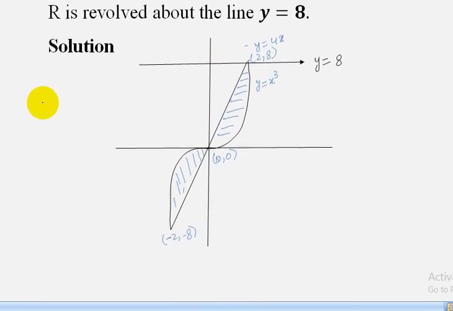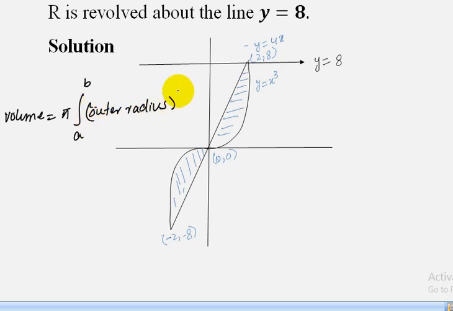Now we use the relation volume equal to pi times definite integral from a to b of outer radius square minus inner radius square, whole dx. We use this relation to find the volume of solid of revolution about the line y equal to 8.